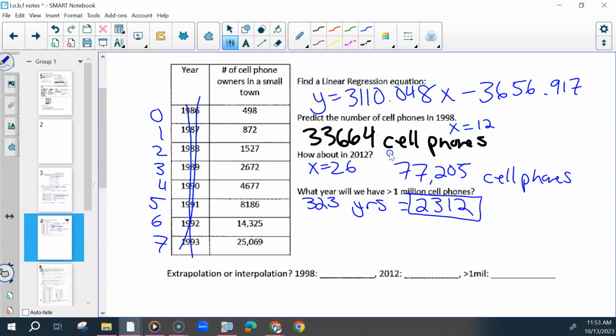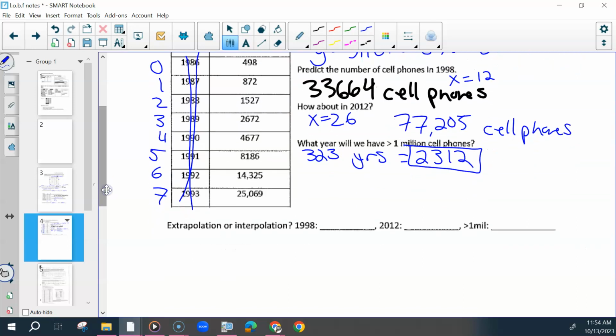Do we have questions on any of this so far? Would 1998, 2012, and 1 million be extrapolation or interpolation? Extrapolation for all of them? Yes.